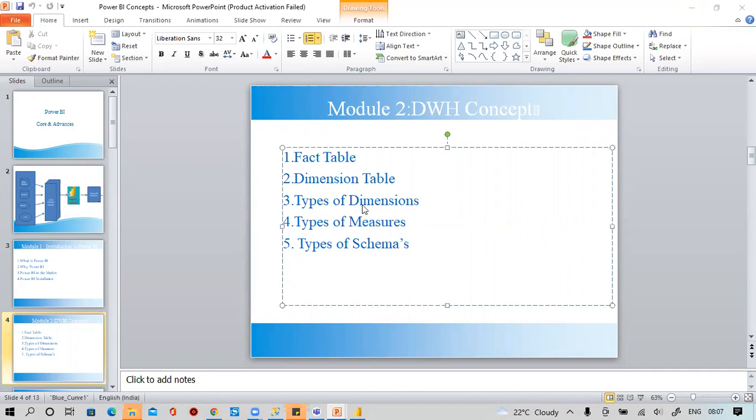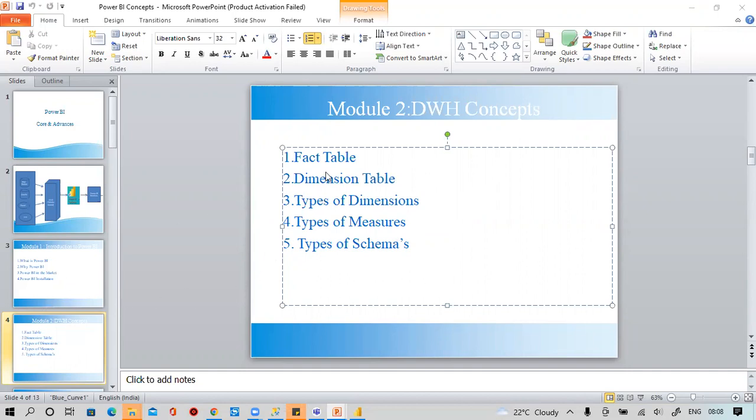Now, types of dimensions. Let's say there are some types like conformed dimensions, degenerate dimensions, and role-playing dimensions. Okay, there are 3 types of dimensions. Even you can say there is one more dimension, the slowly changing dimension also. In our modeling part, we mainly work on these 3 dimensions: conformed, degenerate, and role-playing.